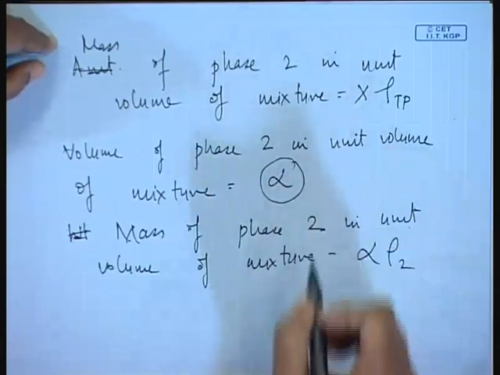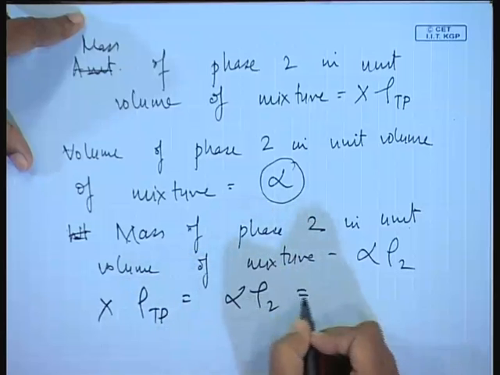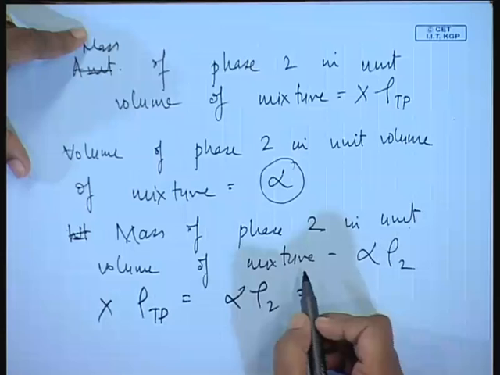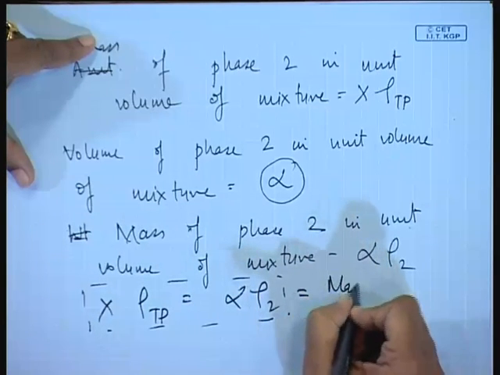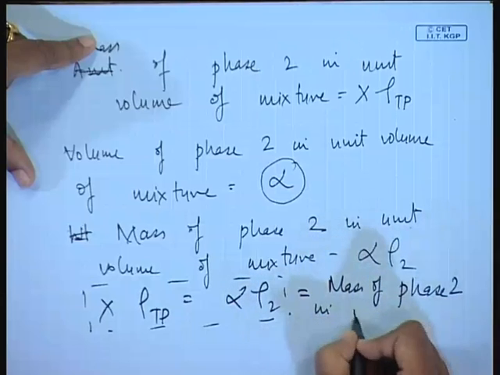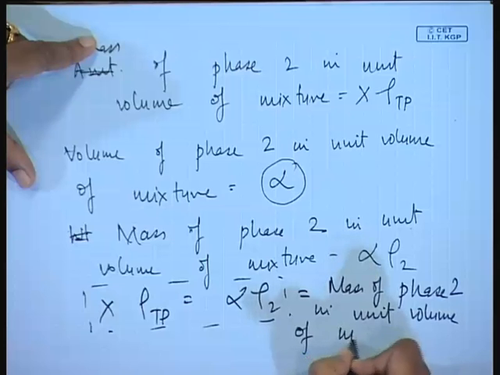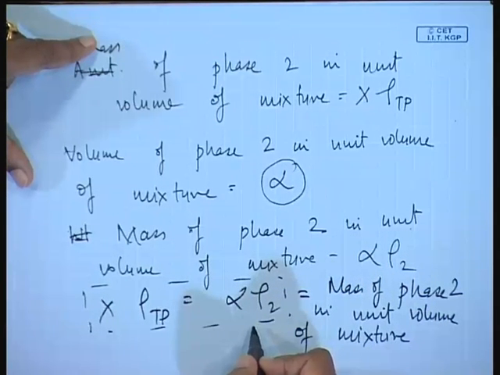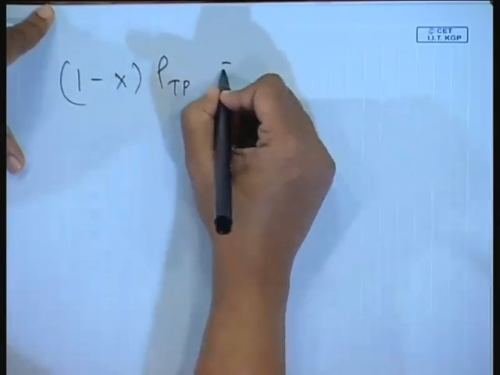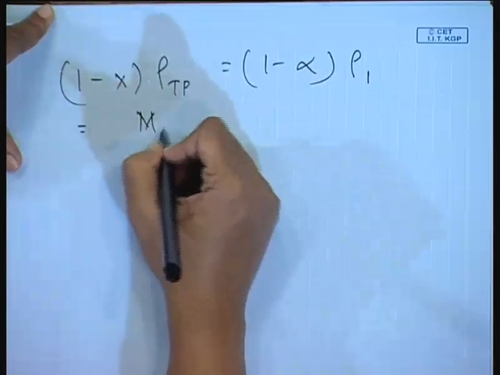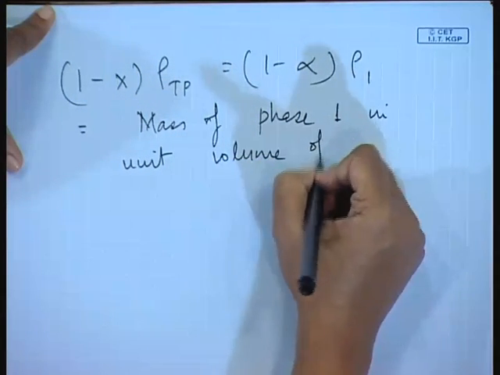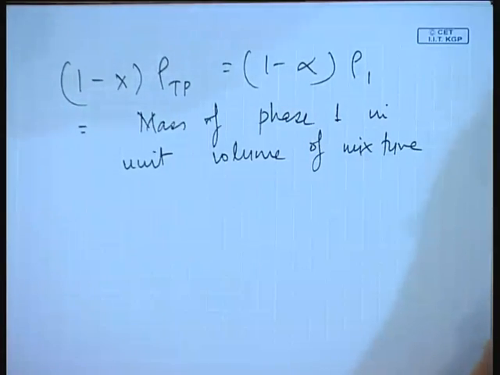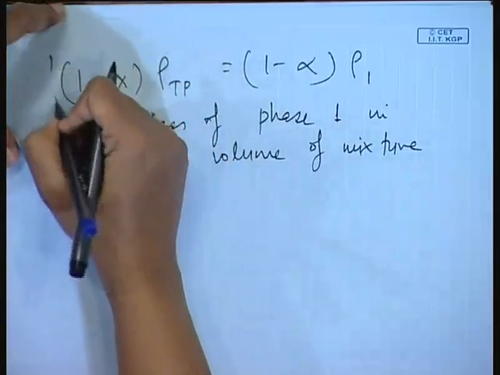Do you get my point? Because both of these, x rho TP and alpha rho 2, signify mass of phase 2 in unit volume of mixture. This particular relation is very, very important. It will help you to solve several problems. So, these are equal, and they are equal to mass of phase 2 in unit volume of mixture. So, I can deduce this particular relationship. Same way, I can also write 1 minus x rho TP equals 1 minus alpha rho 1, where this signifies mass of phase 1 in unit volume of mixture. Can I do this? So, these are the two relationships that I have deduced, and these two relationships are very, very important.